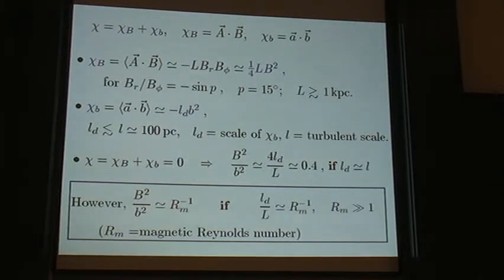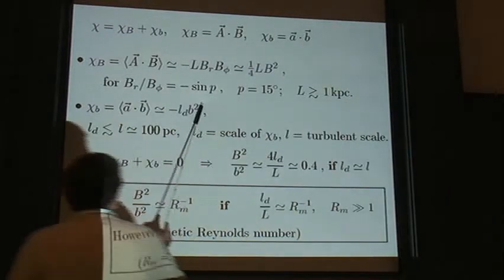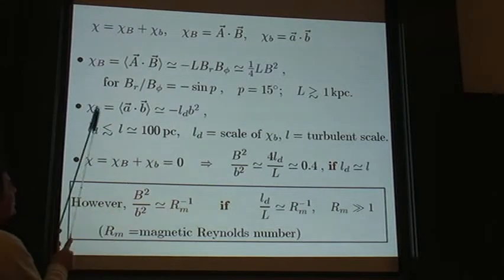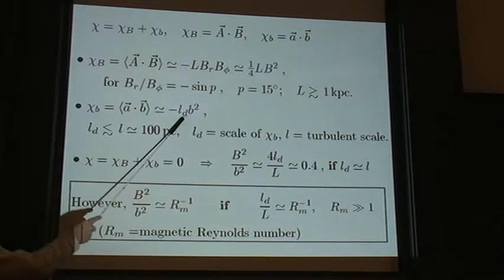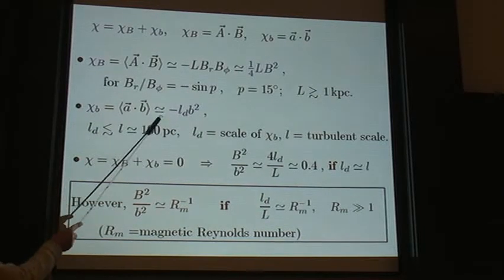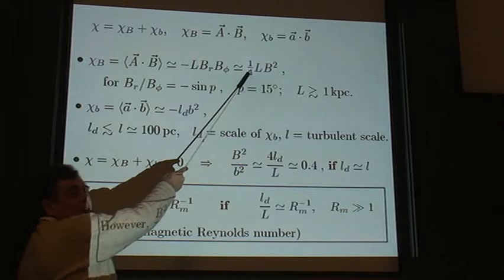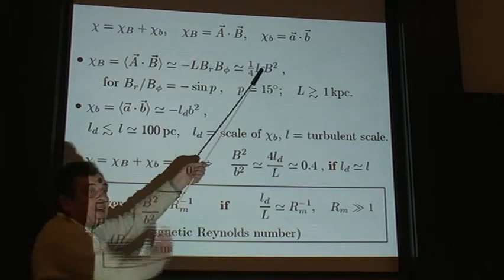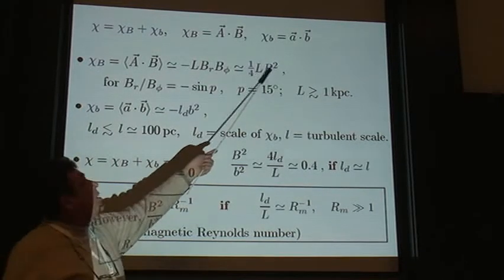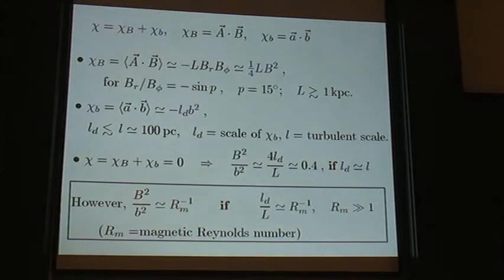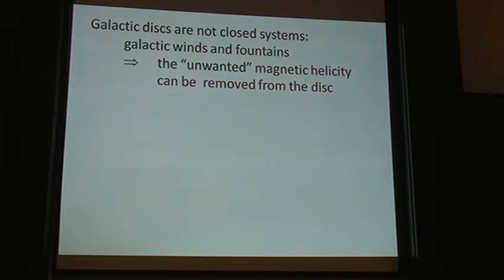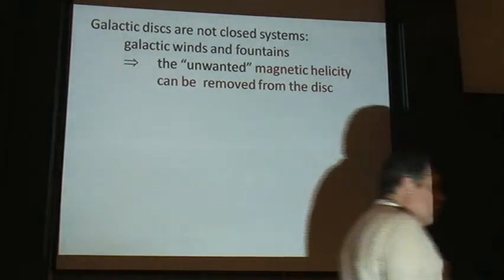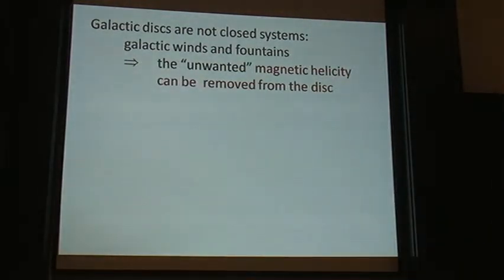This means that if LD is small, chi B is small, right? This LD appears here. If this is small by magnitude, this must also be small by magnitude. But the scale is fixed. We know the scale of this field. It's a large scale. Then B must be small. This, like any other conservation law, conservation of magnetic helicity only applies to closed systems.